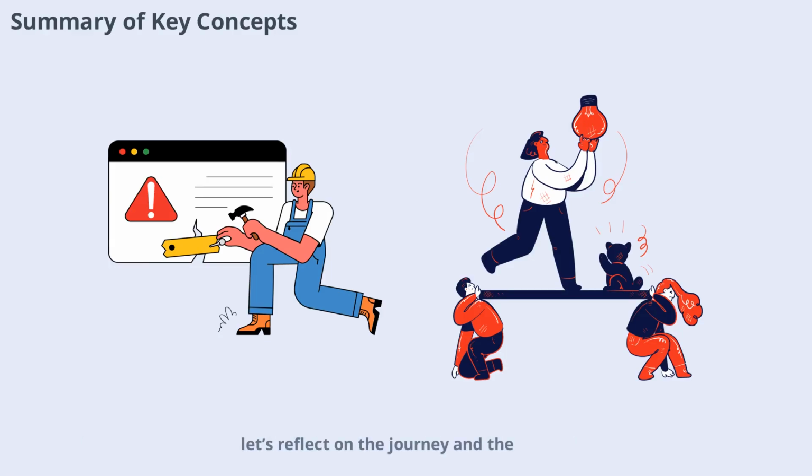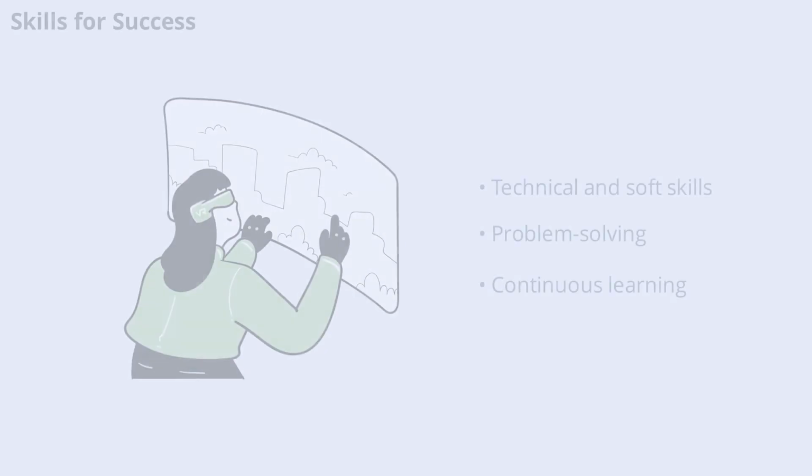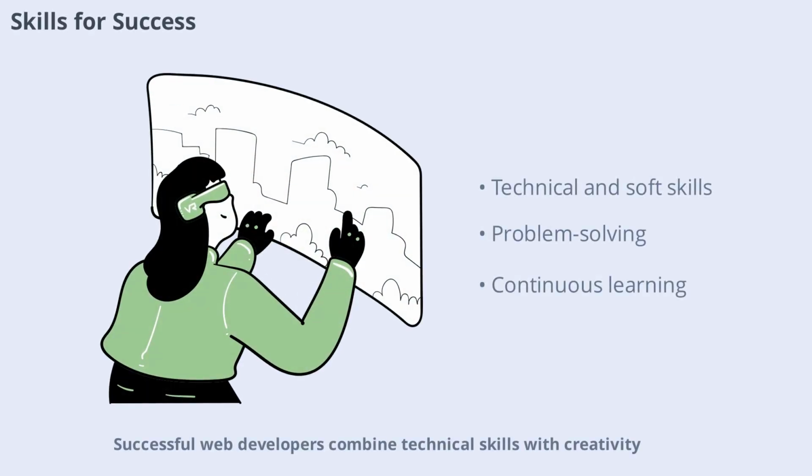As we wrap up, let's reflect on the journey and the skills needed to succeed in web development. Successful web developers combine technical skills with creativity, problem-solving, and communication. Learning to code is just the beginning. Understanding design, user experience, and project management is equally important. Staying curious and open to new ideas will help you grow in this field. Remember, web development is a journey of continuous learning and collaboration.